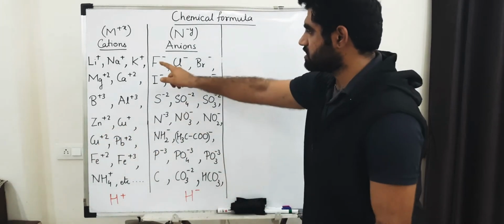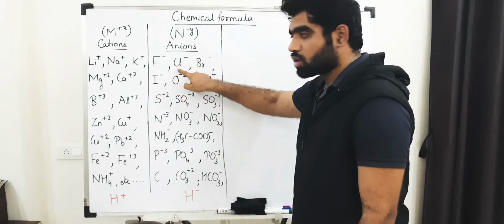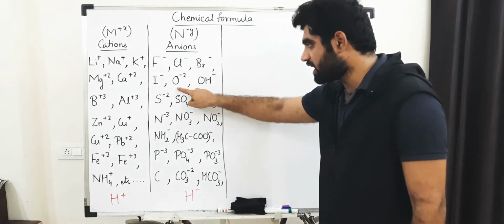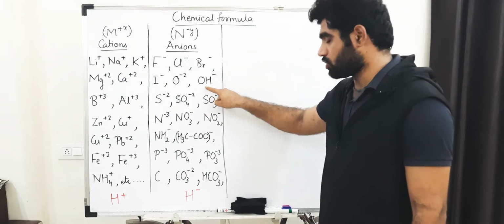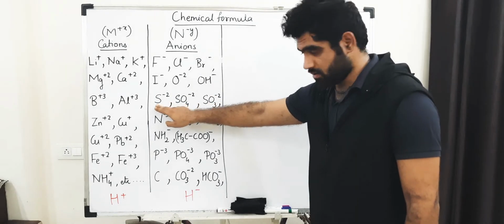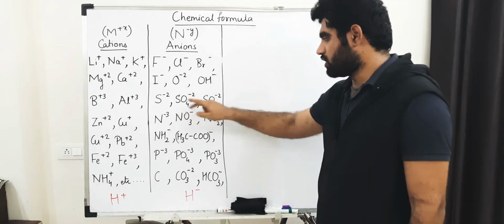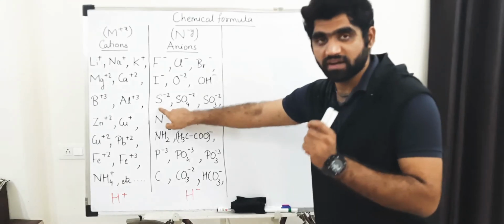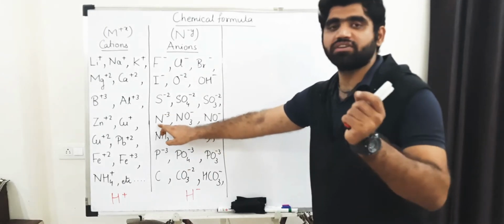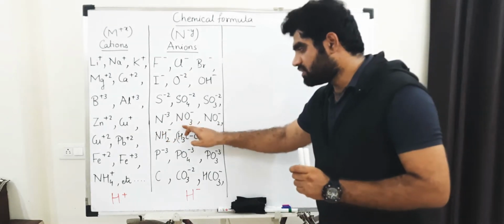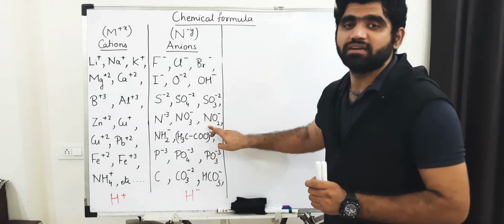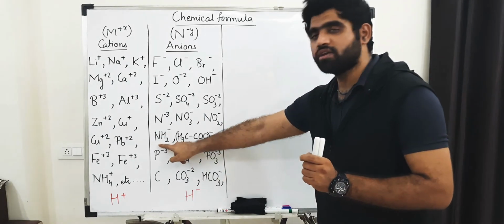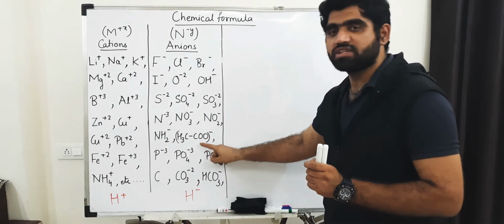Alright, pay attention. This is fluoride ion, chloride ion, bromide ion, iodide ion, oxide ion, hydroxide ion, OH, sulfide ion, sulfate ion, sulfite. This is sulfite, this is sulfide. Then this is nitride ion, nitrate ion, nitrite ion. Nitrite, nitride. Amino ion. This is acetate ion.